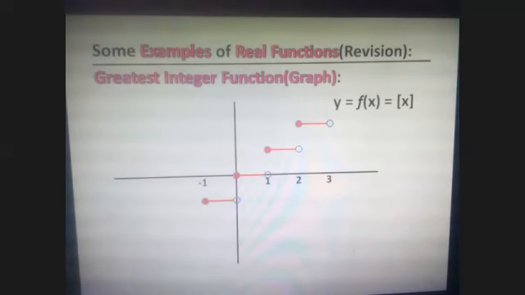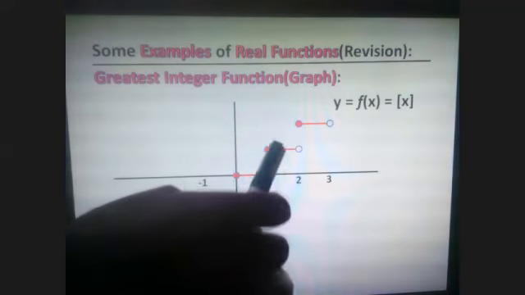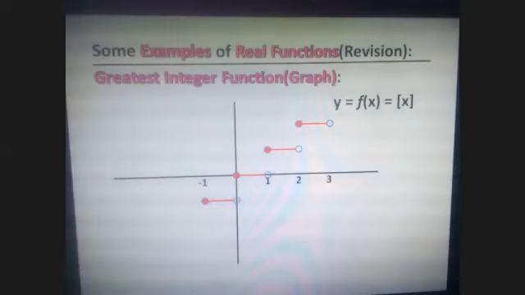The graph is also non-trivial. From 0 to 1, it is 0. From 1 to 2, it is 1. At 2, again it jumps to 2. It is actually a step function, or we also call it a staircase function.